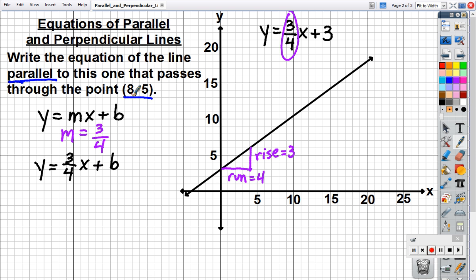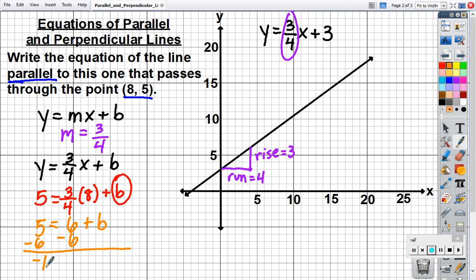So 8 is my x-coordinate, so I'm going to put in 8 for x. And then 5 is my y-coordinate, so I'm going to put 5 over there. And now I'm solving for b. This is a pretty easy solution here. So I have 5 equals 3/4 times 8, which comes out to be 6. And then I simply subtract 6 from both sides. My 6's and b's look the same, but I get -1 equals b.